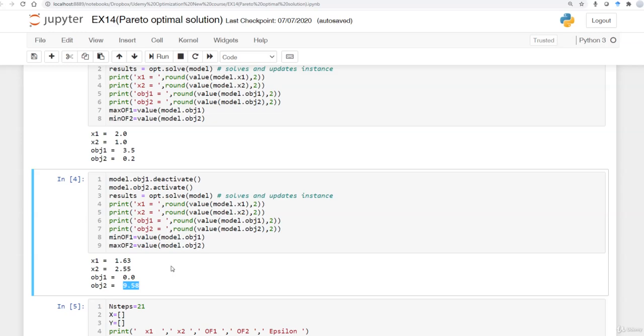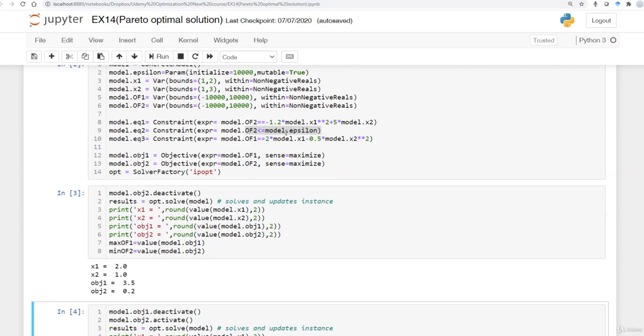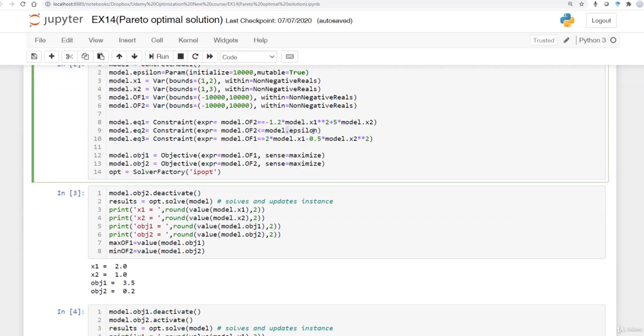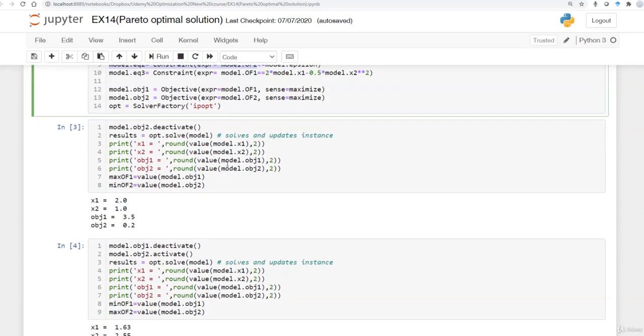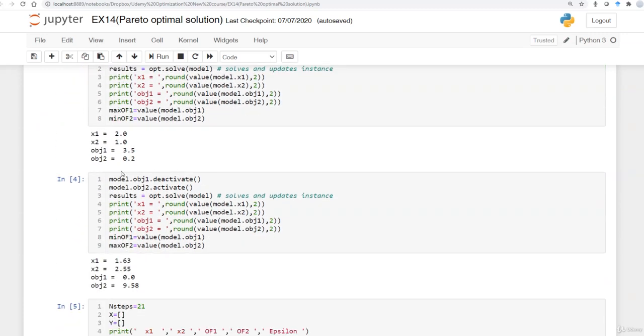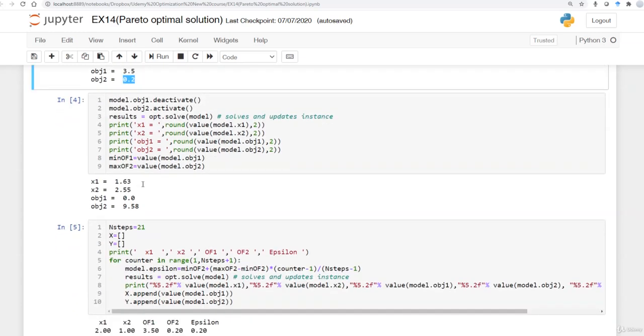But how should I continue? I have to do something about that limit I already specified here, the epsilon. Okay, so if I am talking about the OF2, I should look at the variation range of OF2. It is changing between 0.2 to 9.58. So I can say it can start from this quantity and go down up to here, and then try to optimize the other objective function.